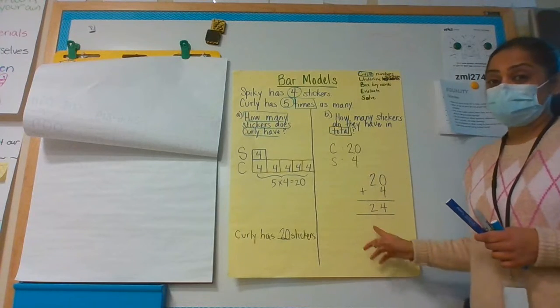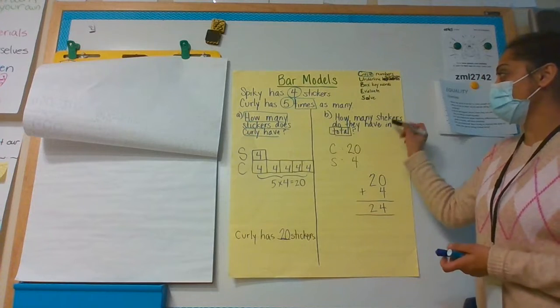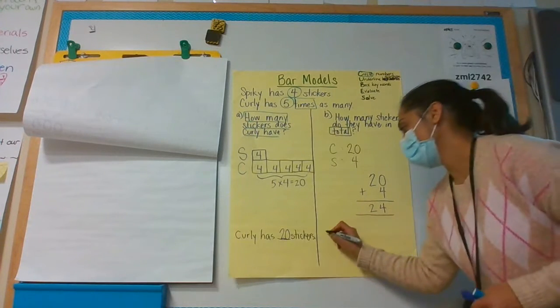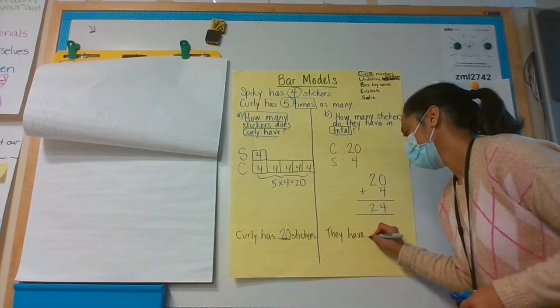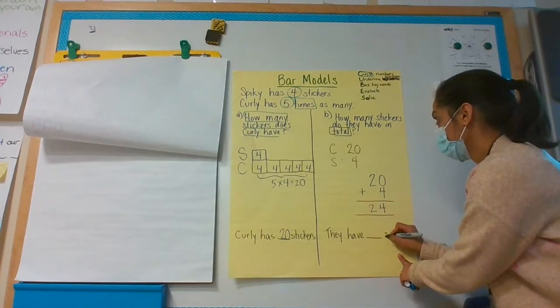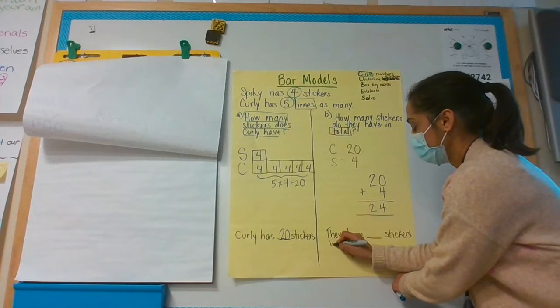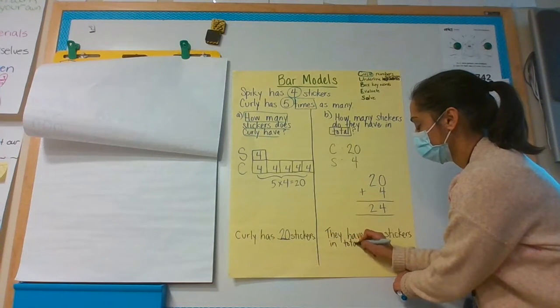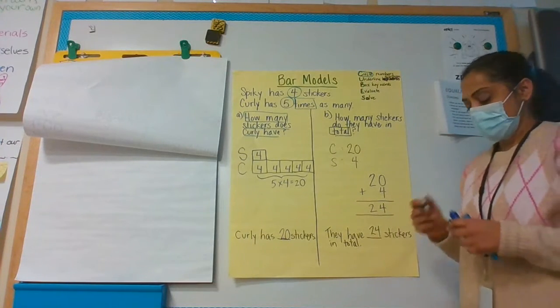And so one of the things that I forgot to do here, as you can see, is write the answer sentence. How many stickers do they have in total? And I should have written, they have blank stickers in total. And so here I would write 24.